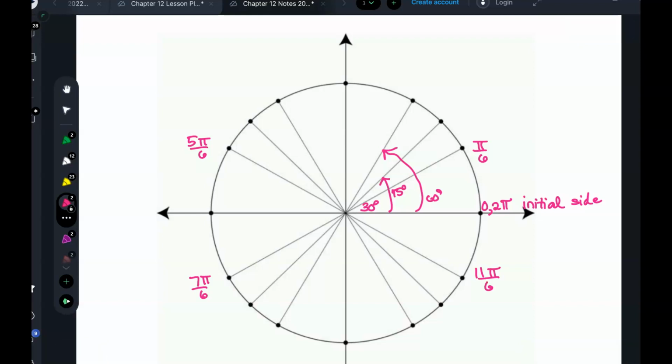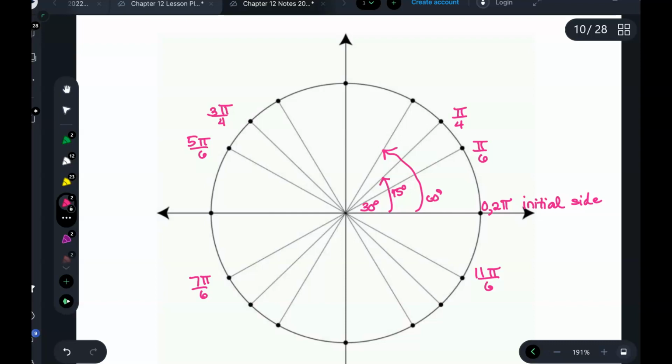Let's look at the next one. What was the 45 degree? Those were all the ones that were over 4. So pi over 4 over here, 3 pi over 4. Next one, 5 pi over 4, and then 7 pi over 4.